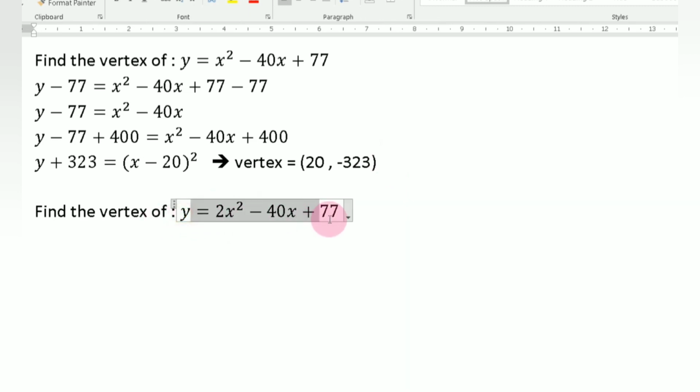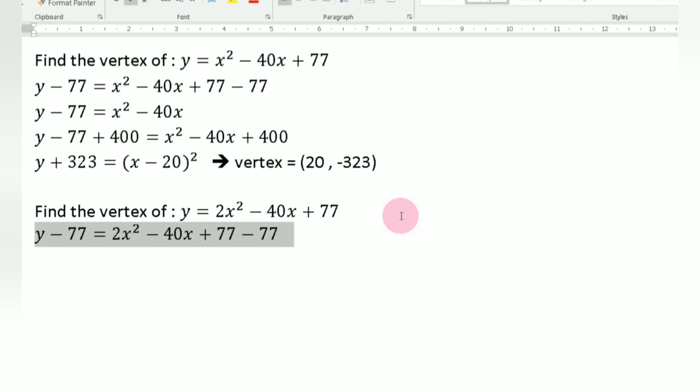this is the equation. So before we had a equals 1, now a equals 2. Okay, now what is the impact? We know that a is still positive, so it must be a parabola facing upward, and the y-intercept is also the same. It's 0, 77, but the vertex must be different. So first, let's subtract both sides by 77. It's the same. So this will be the result.